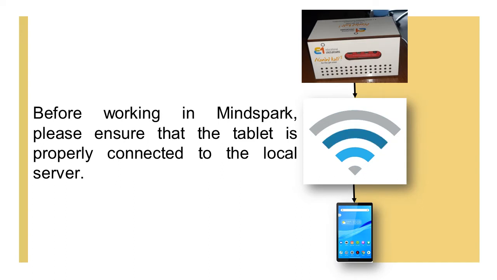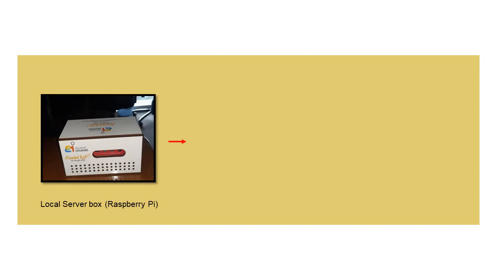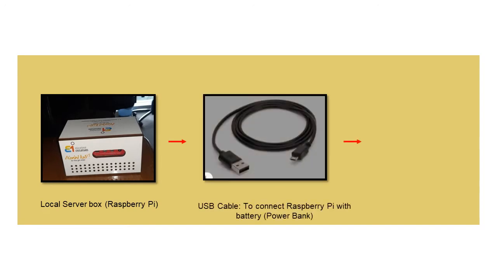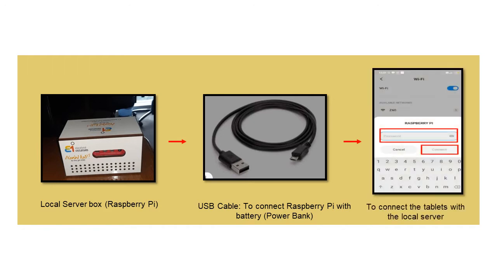Before working in Mindspark, first you need to turn on your tablet and check if the tablet's connectivity to the local server is proper or not. Here you can see an image of the local server box, which is the Raspberry Pi box. Then you can see the image of the USB cable, which is used to connect the Raspberry Pi with the battery or the power bank. And thirdly, you can see an image from the screenshot where we are connecting the tablets with the local server.